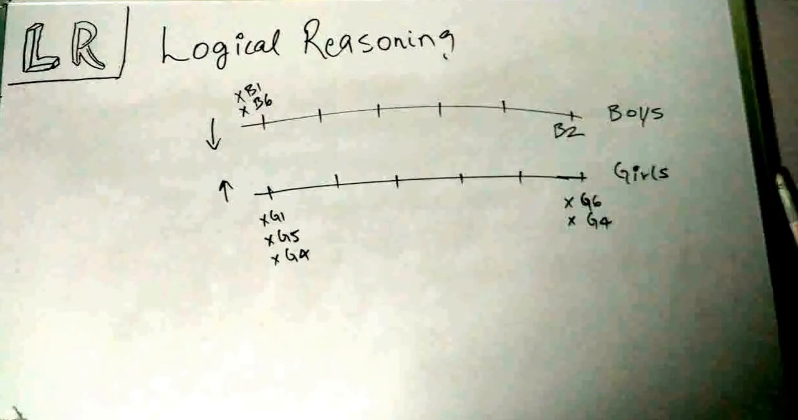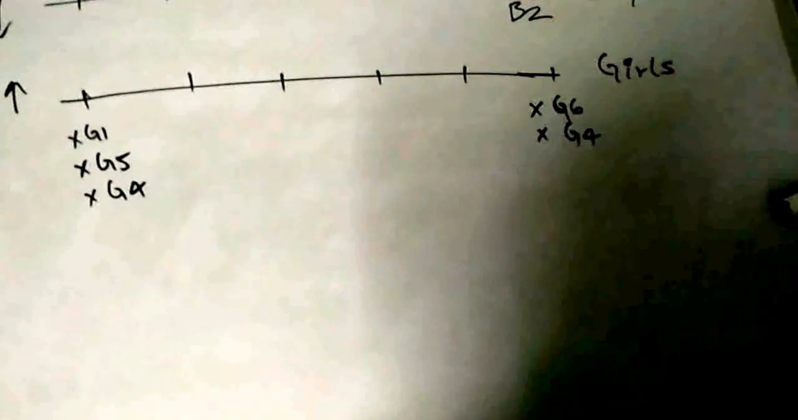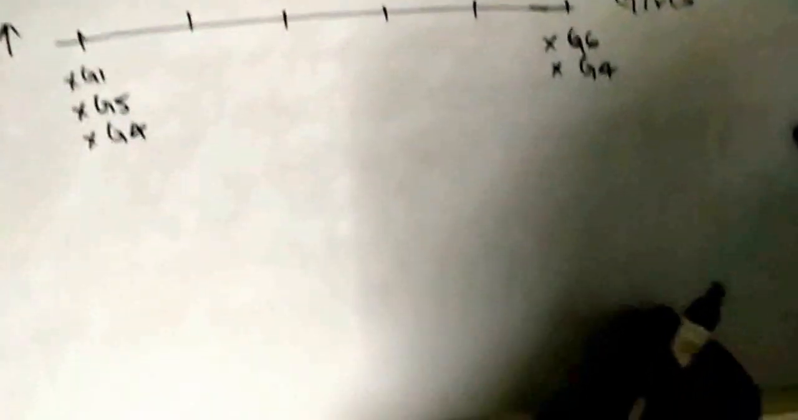And it is also given that neither G1 nor G5, right? So we have crossed G1 and G5 also. Yeah, cool. Yeah, so the next part is a bit crucial.